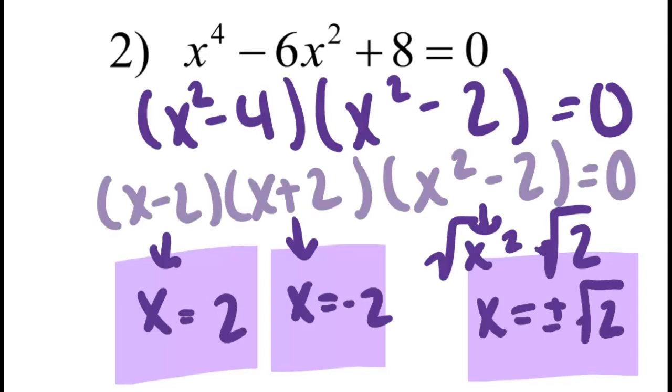Alright, so factors: x squared minus 4, x squared minus 2. These two multiply to positive 8, adds to negative 6, so we're good to go. 4 is a perfect square, so I can factor that further. 2 is not, so I can't. So then I get x equals 2, x equals negative 2, x equals plus or minus the square root of 2. So there are my 4 solutions.